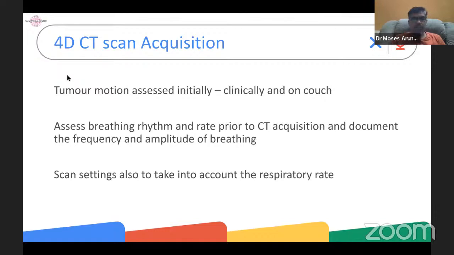If this first step is not very clear, what we do in our department is we coach the patients for at least 2 or 3 sittings before we take the patient on for a final 4D CT scan. If even after that it is not correct, then you may have to think of other forms of motion management rather than doing a 4D CT scan.